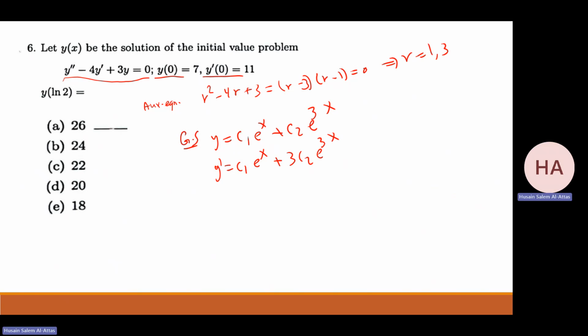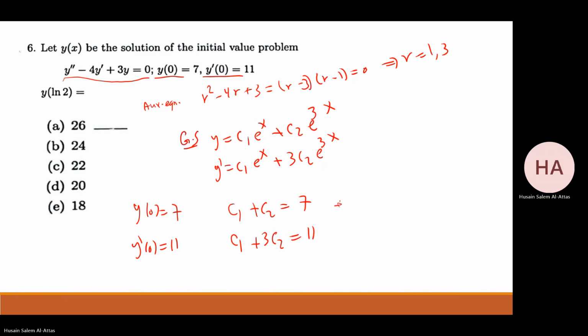This will be y prime. So I have y at 0 equals 7. So I have C1 plus C2 equals 7. Y prime at 0 equals 11. So I have C1 plus 3C2 equals 11.